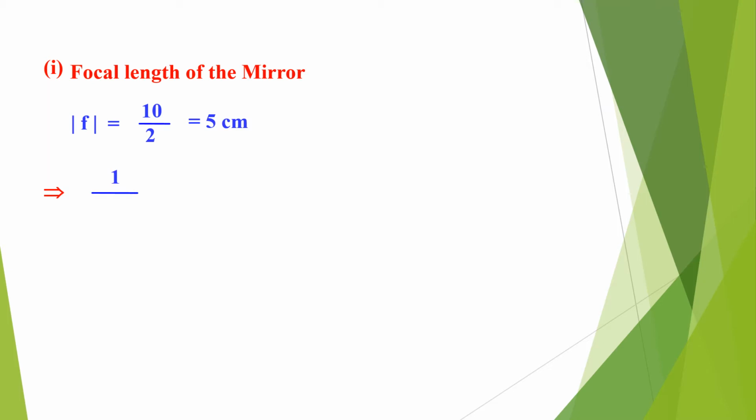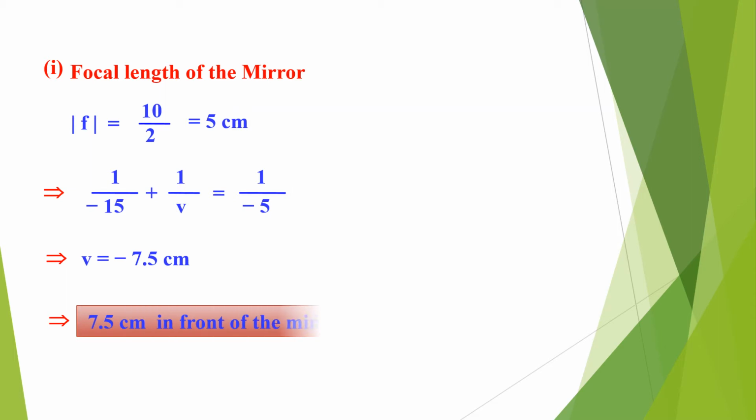1 by u plus 1 by v is equal to 1 by f, where u value is minus 15, plus 1 by v we need to determine, is equal to 1 by f, and negative value for the focal length, that's why it is minus 5. By calculating the final result we are getting v as minus 7.5 centimeter, and it is negative, which means the image must be in front of the mirror.